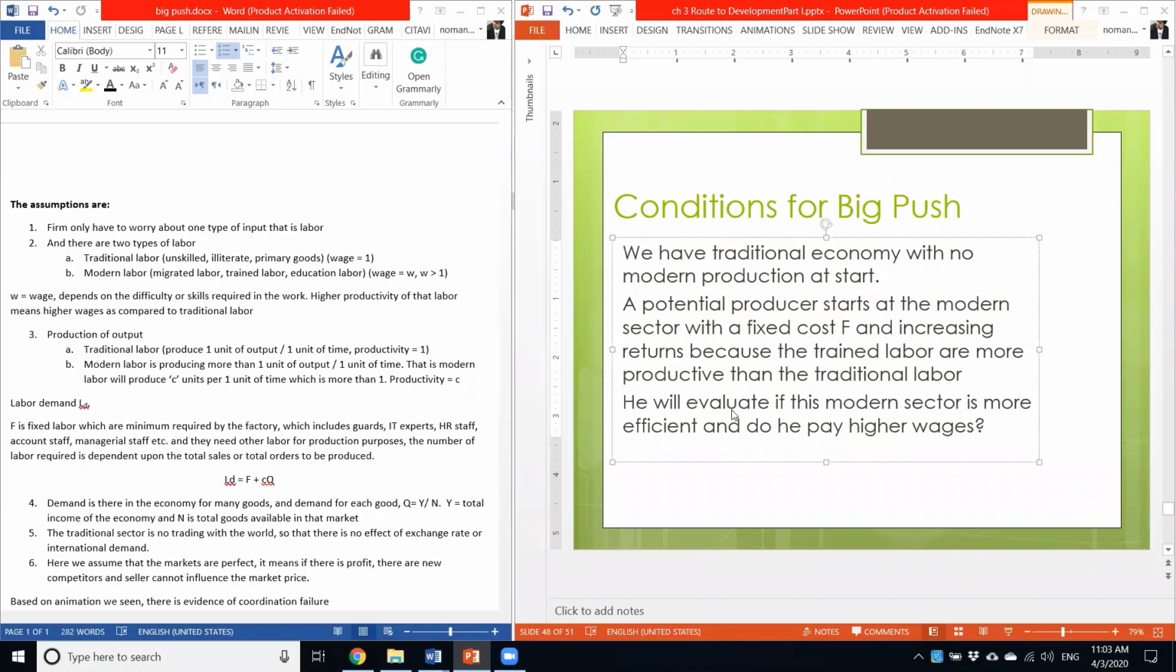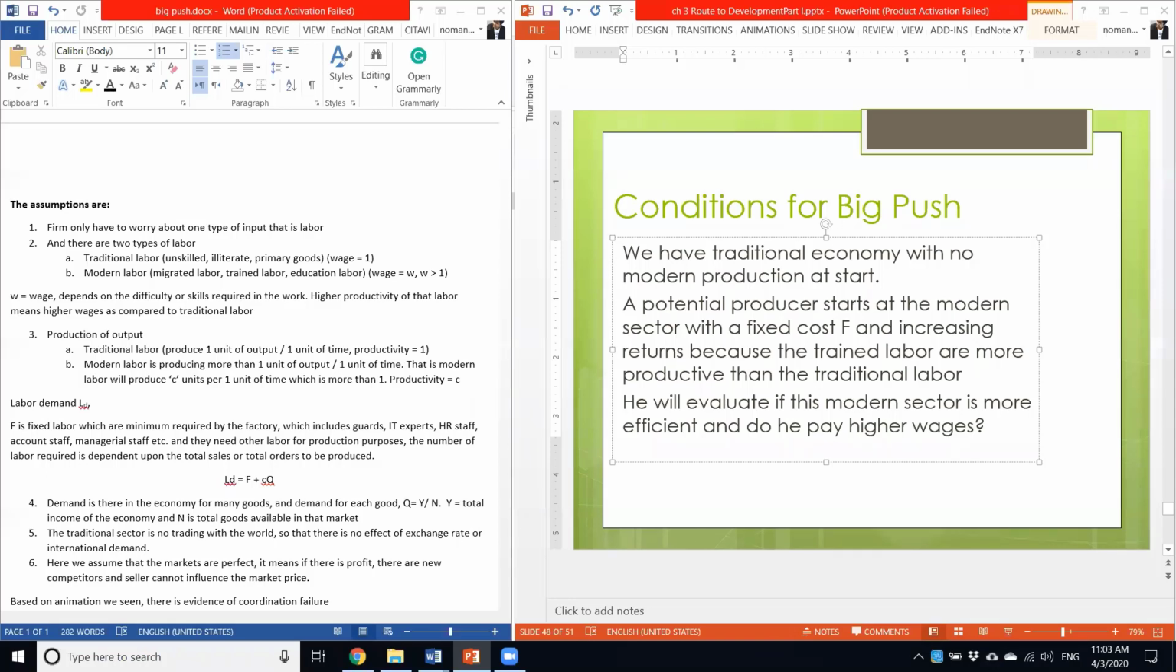And now the traditional worker will come into the market and start the modern production of goods. He will train the labor so that they are more productive than the traditional labor, so that they produce better quality goods, and he will be able to sell it in the market. And assuming that the market prices of the traditional good and the modern good are same, now that modern sector person will evaluate what will be the wage rate that he will be paying the labor which are trained by him.